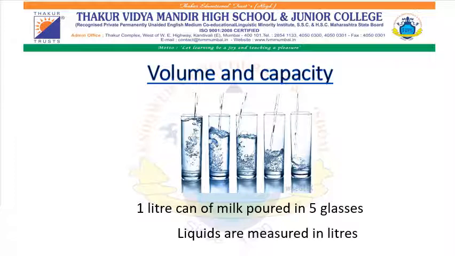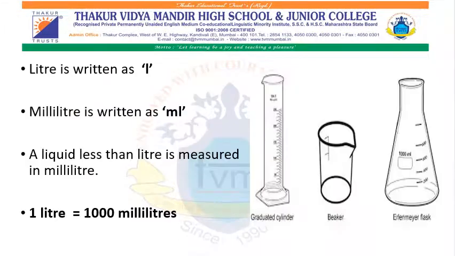Liters are written as L, and the smaller unit of liter is milliliters, that is written as ml. A liquid less than 1 liter is measured in milliliters. Now 1 liter is equal to 1000 milliliters.